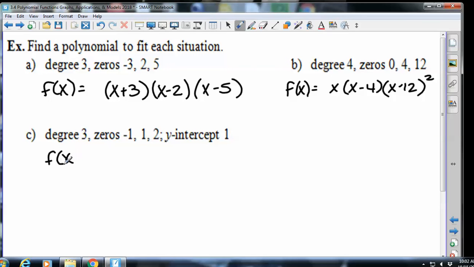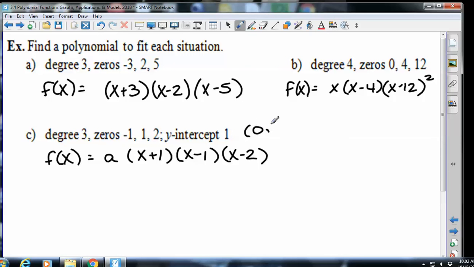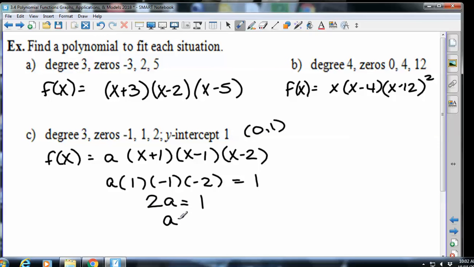Alright, this one, degree 3. If -1 is a 0, what goes in here? If 1 is a 0, if 2 is a 0, okay, do I have my degree 3? Y-intercept is 1. What does that mean? Yeah, there could be something else out in front. A y-intercept, this is like the point 0, 1. If I plug in a 0 for all of my x's, this whole thing has to equal 1. So that means 2a equals 1.